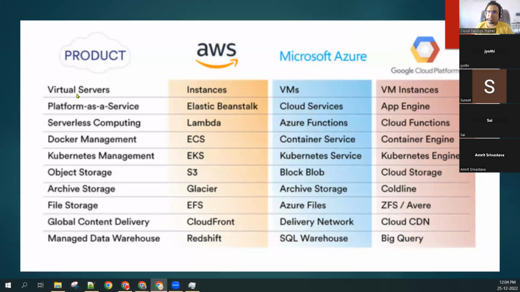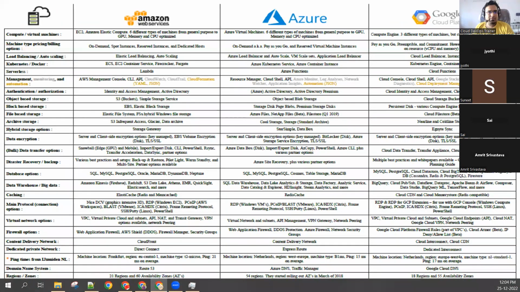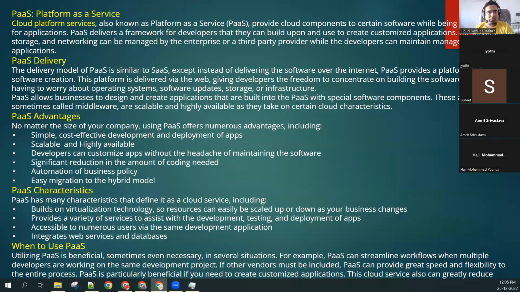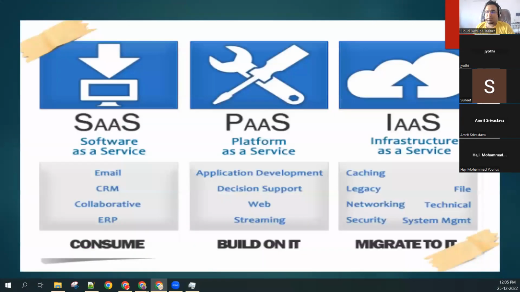In short, you can see here virtual machine is EC2 in AWS. It's a VM instance in Google Cloud. It's a VM in Azure. Cool? Just know that. Yeah, that is for cloud computing, guys. Any question? Go ahead, please, and ask me.